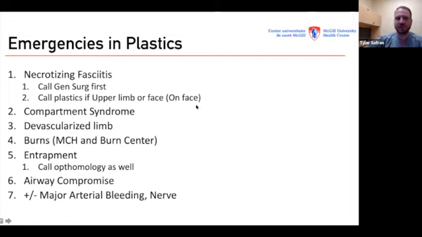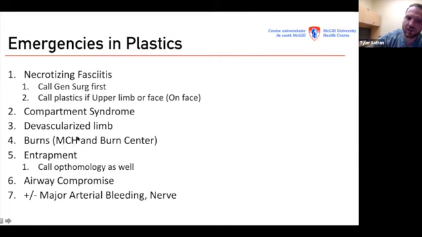Then if we're on face, obviously face. For compartment syndrome, devascularized limb, there is a replant center. However, if there is a question, or you're at a peripheral hospital, calling plastics to come assess the patient is not a bad idea. It's actually the right thing, because then we can liaise with the team over there, and sometimes some of our staff will actually take the case here.